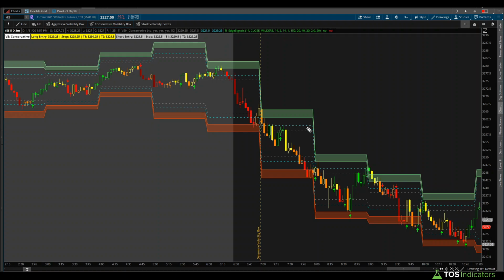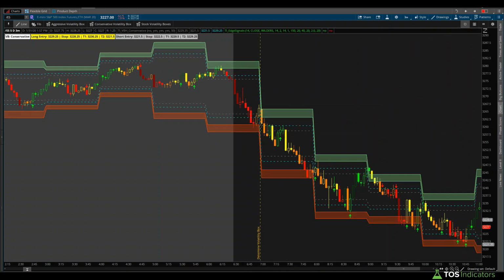Now, once we do that, here we see that while we did have a bounce, that bounce was not enough before price ended up falling back into our volatility box. What we were looking for was at least 5.5 or so points. 5.5 to 6 points is really what starts to give you the confidence that, hey, we're starting to hold what would normally be our trade in the S&P using the conservative volatility box.